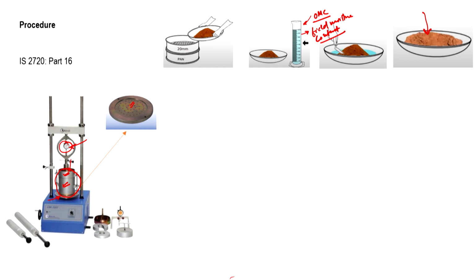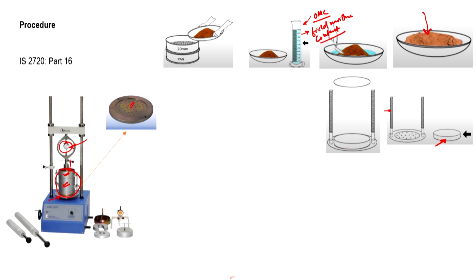Then we will prepare the sample inside the cylindrical mold. We take the base plate here, and over this we put a spacer disc. There is a specific objective for this spacer disc, which I will explain. We put the spacer disc on the base plate, and over this we place a filter paper.